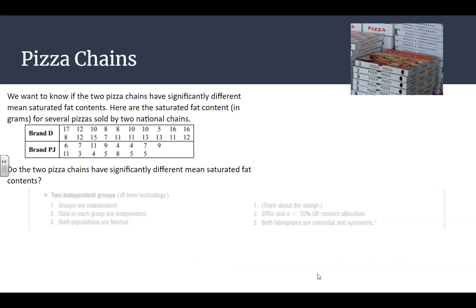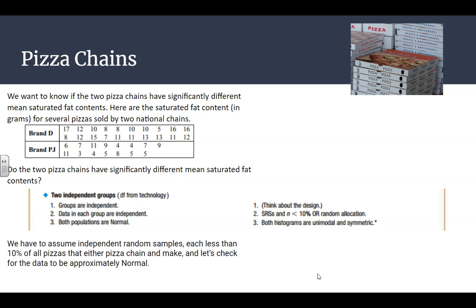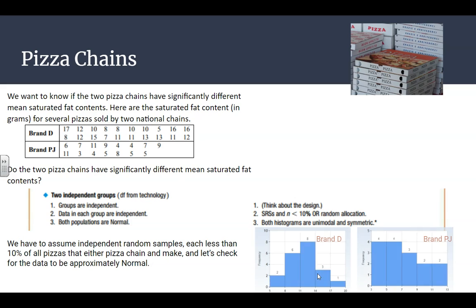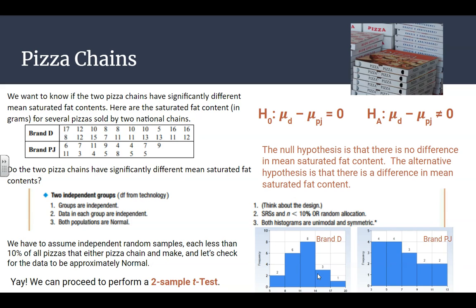Then back to the pizza chains. The conditions are the same as the interval. So we have to assume independent random samples and less than 10% of all the ones that are made. And then we'll check those histograms to make sure they're nearly normal. We can proceed with a two-sample t-test. Here are our null and alternative hypotheses: that there's no difference for the null and that there is a difference for the alternative.